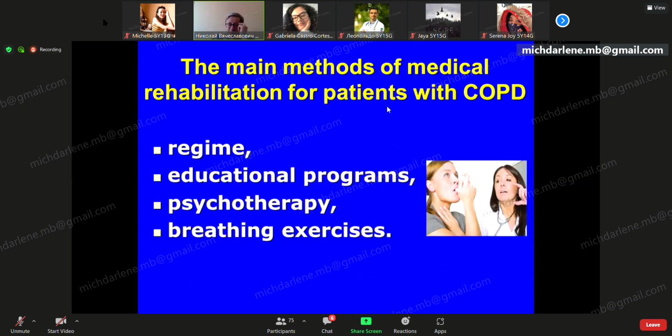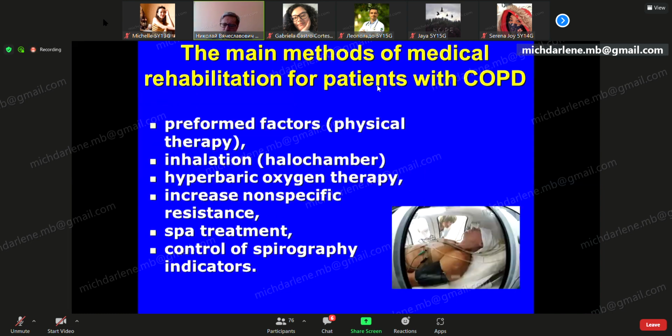The main methods of medical rehabilitation for patients with chronic lung disease and COPD, for example, include, of course, a specific regime of physical activity, educational programs, psychotherapy, and a separate specific method, breathing exercises. A very important role in this rehabilitation program also plays the so-called physical factors of physical therapy or physiotherapy, which you have studied in the previous semester at our department too.